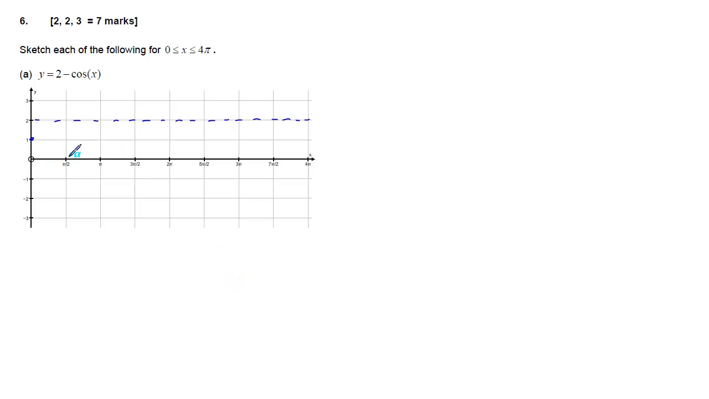Cos of pi by 2 is 0. Cos of pi is negative 1. 2 take away negative 1 is going to give me 3. And I can start to see what's happening here. So it's going to go through all of these points like so. And then we know the shape, so it's going to go like this.